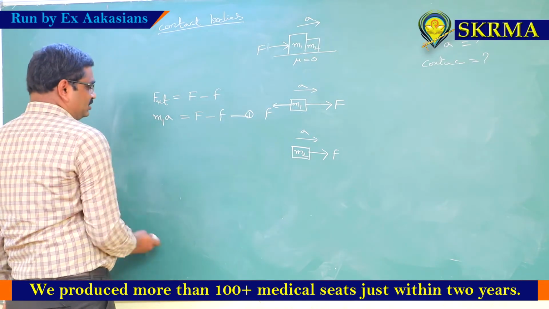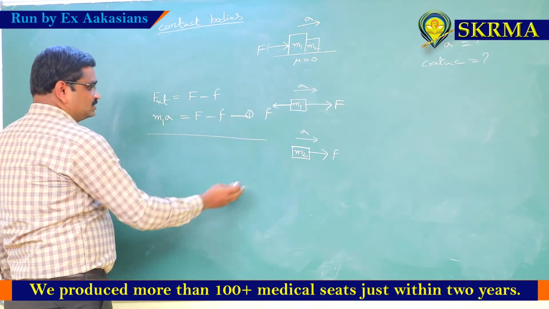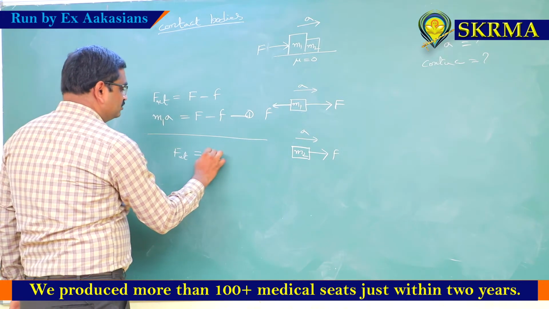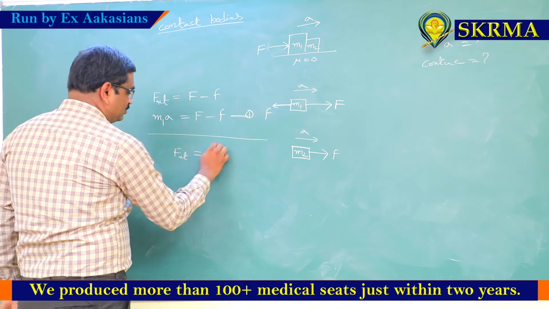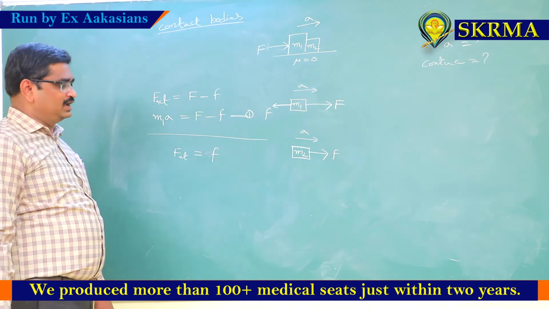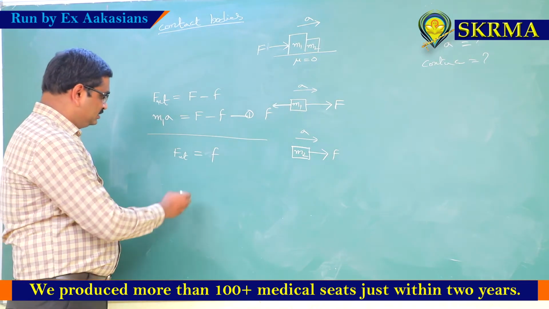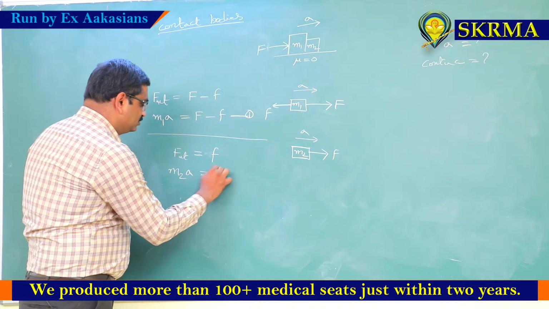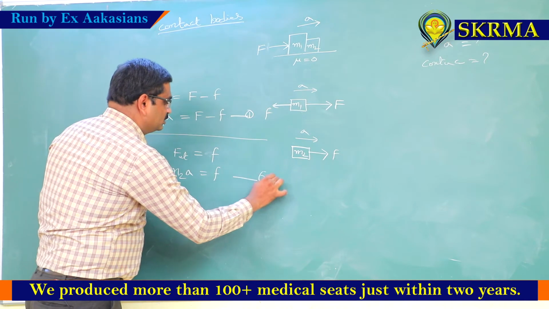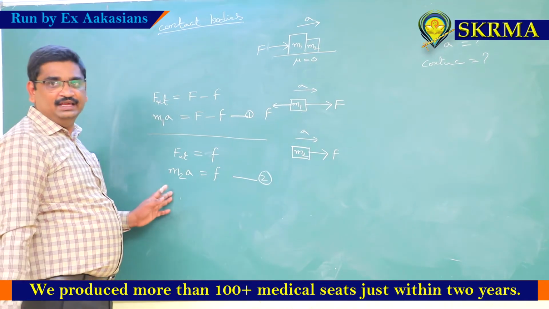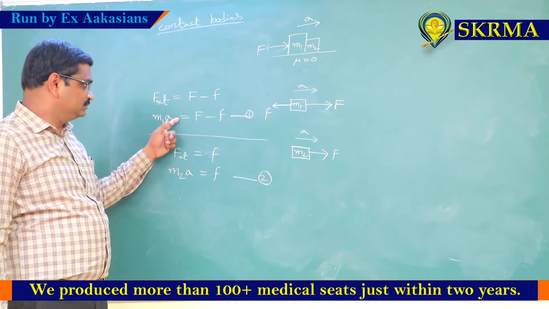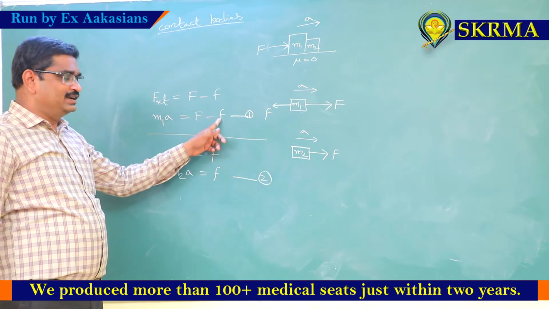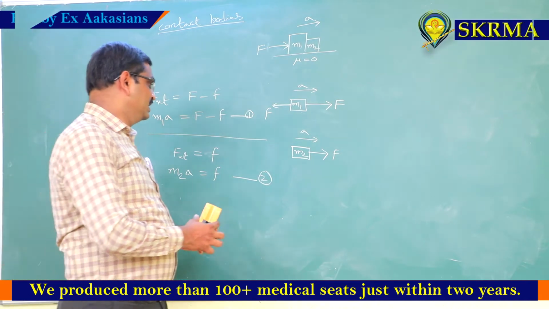For this one, apply Newton's second law. What is the net force on this one? Only a single force is acting, so F net equals small f only. From Newton's second law, this can be written as M2 into A equal to f. This is equation number 2. Just add equations 1 and 2 to solve for contact force f and acceleration A.